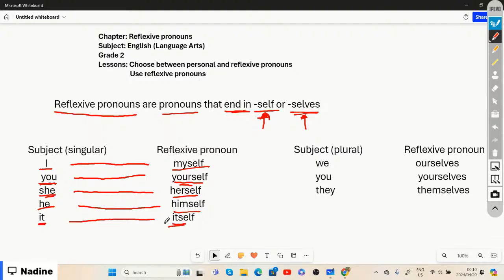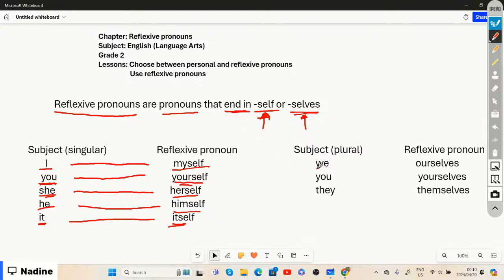So I, myself; you, yourself; she refers to herself; he refers to himself; and it refers to itself. So that is a reflexive pronoun, and we said reflexive pronouns either end in self or end in selves. Then we have a plural subject, which refers to more than one person.